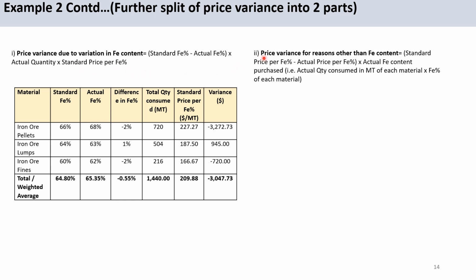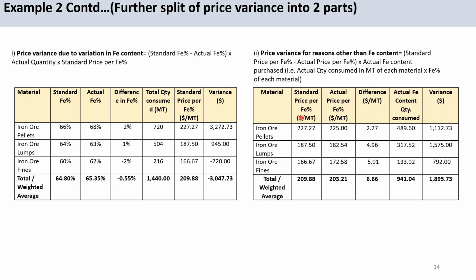Now the second component of price variance will be due to reasons other than Fe content. That means where the quality has not played a role. So it is standard price per Fe percentage minus actual price per Fe percentage times actual Fe content purchased, that is, the actual quantity consumed in metric tons of each material times the Fe percentage of each material. So let's calculate this. We know the standard price per Fe percentage was $227.27 for pellets, $187.5 for lumps, and $166.67 for fines. So the weighted average was 209.88.